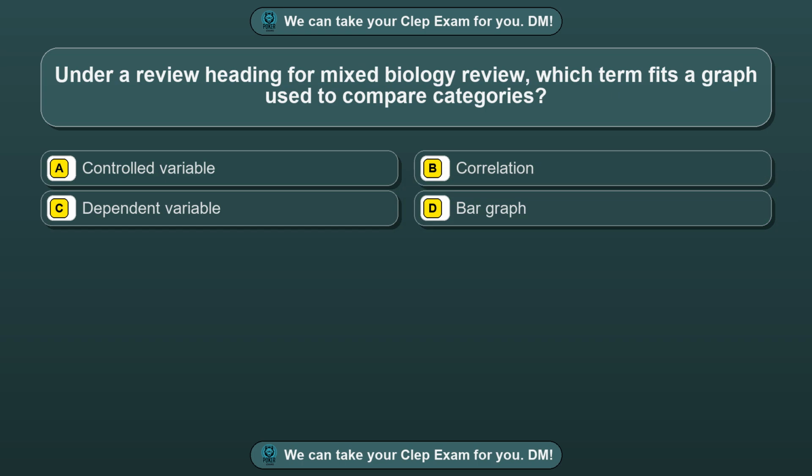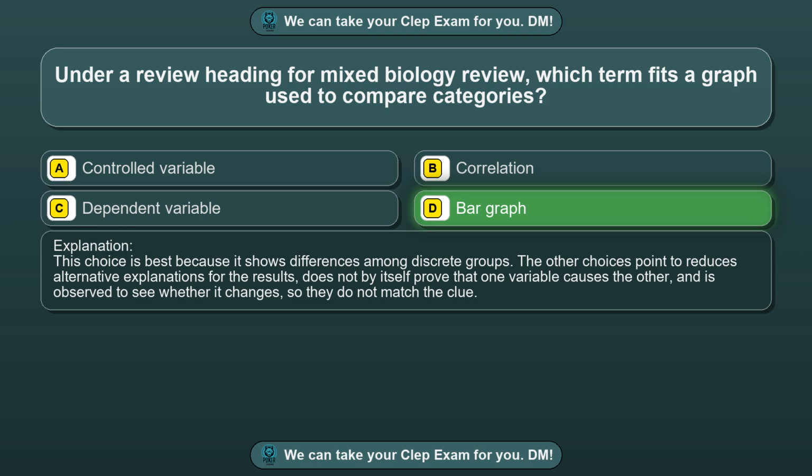Question 59. Under a review heading for Mixed Biology Review, which term fits a graph used to compare categories? Option A, controlled variable. Option B, correlation. Option C, dependent variable. Option D, bar graph. The correct answer is option D, bar graph. This choice is best because it shows differences among discrete groups. The other choices point to reduce as alternative explanations for the results, does not by itself prove that one variable causes the other, and is observed to see whether it changes, so they do not match the clue.